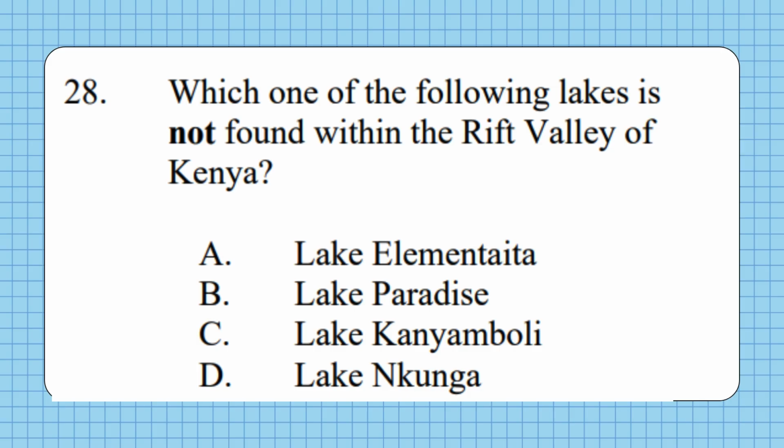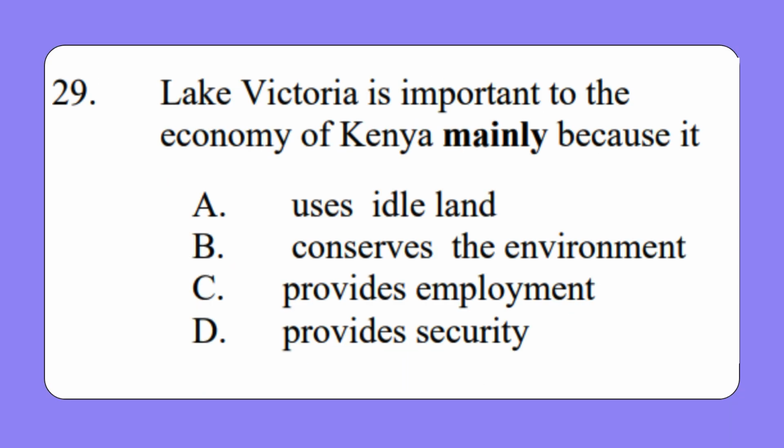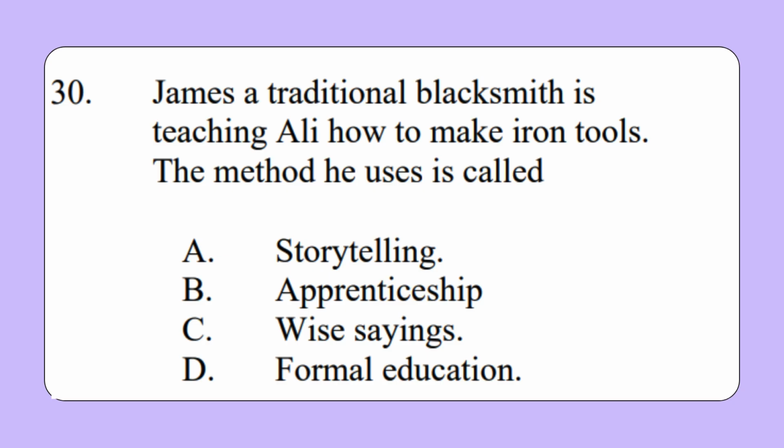A. Lake Elementator. B. Lake Paradise. C. Lake Kanyambali. D. Lake Nkanga. 29. Lake Victoria is important to the economy of Kenya mainly because it A. Uses idle land. B. Conserves the environment. C. Provides employment. D. Provides security.